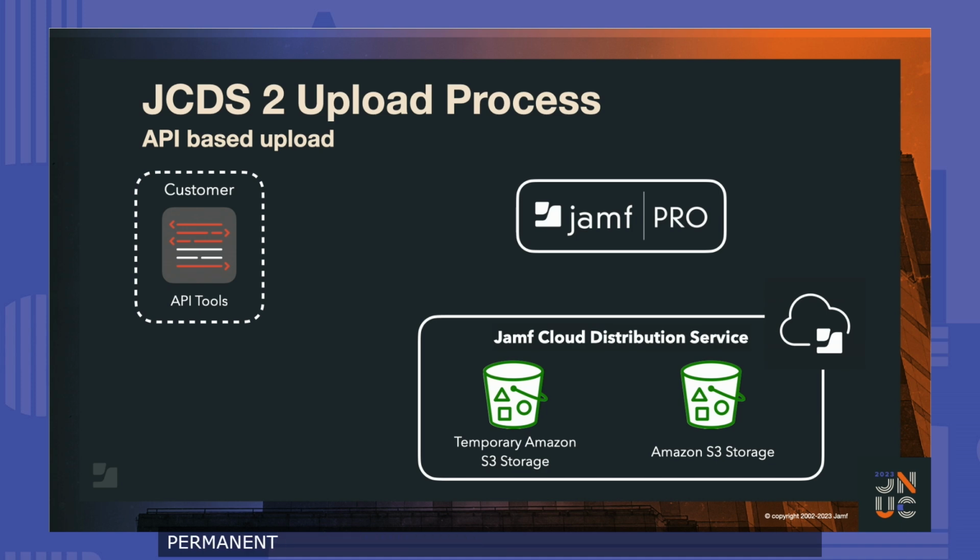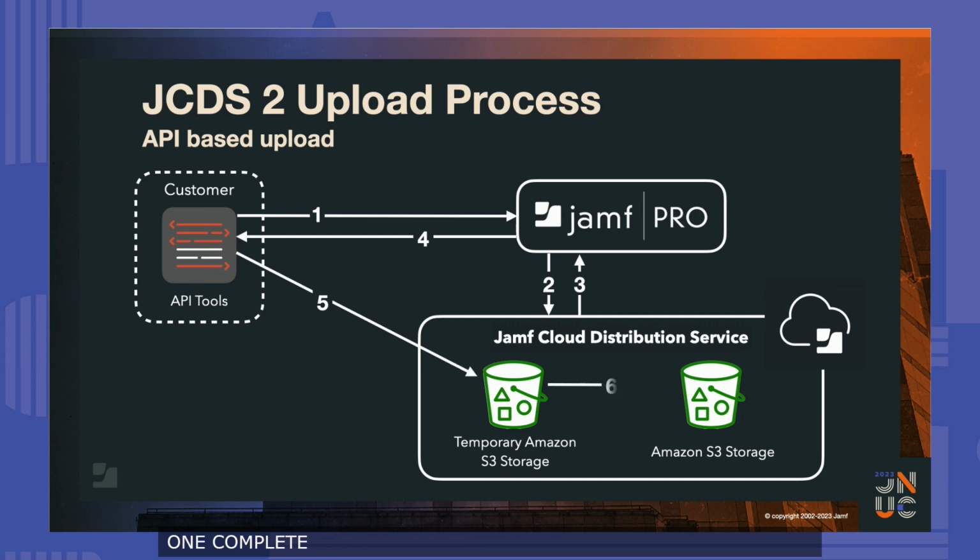And then we have the API-based upload. This is a little bit different. It doesn't use Jamf Pro as a tunnel for directly communicating with JCDS. So step one, an API client or integration using the API is going to start the process by requesting the credentials. Then step two, Jamf Pro on the back end is going to request those credentials to be generated from JCDS so that we can upload the file.